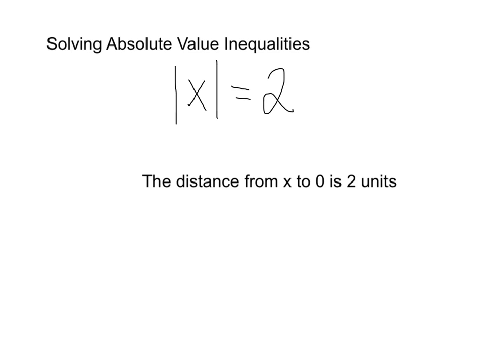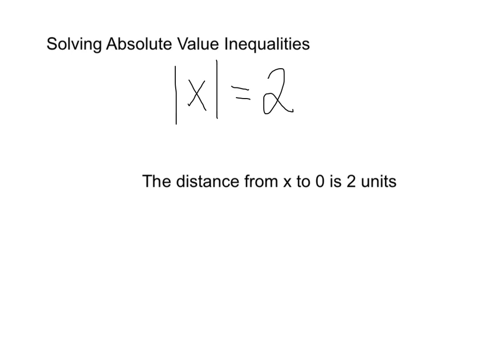Okay guys, today we're going to talk about solving absolute value inequalities. Let's start with a basic absolute value equation. The absolute value of x equals 2. What would this be in words? The distance from x to 0 is 2 units.